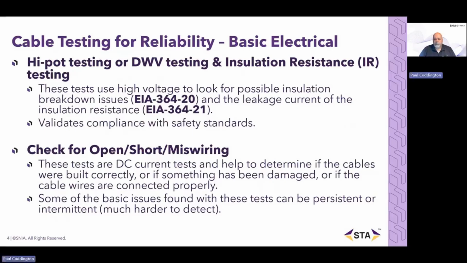I will point out that intermittent problems can be much, much harder to find because they might only present themselves in certain situations, such as when the cable is pulled, moved around, or the connector is wiggled in the port that it's plugged into. Those types of intermittent problems can be very difficult to find.